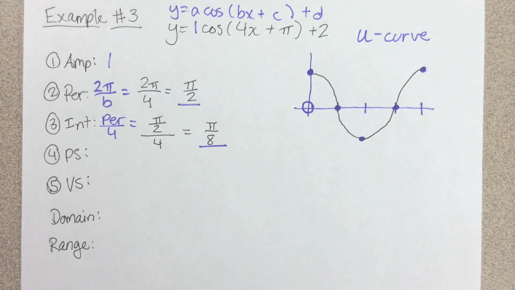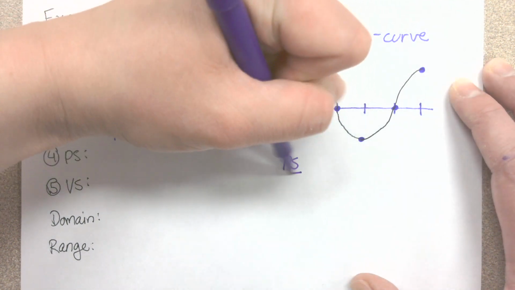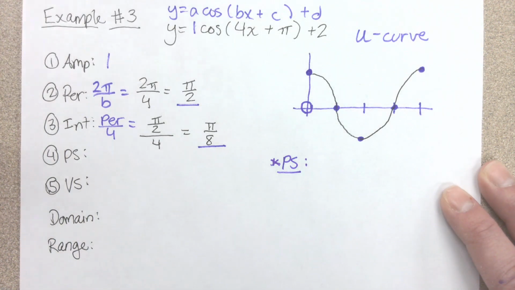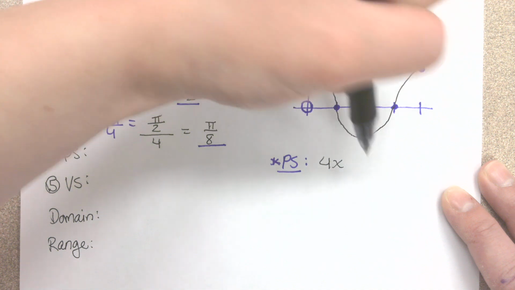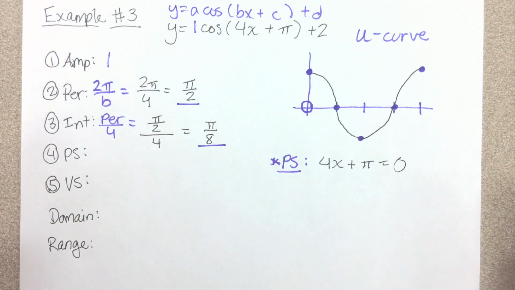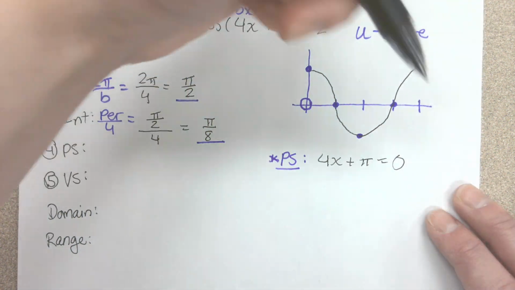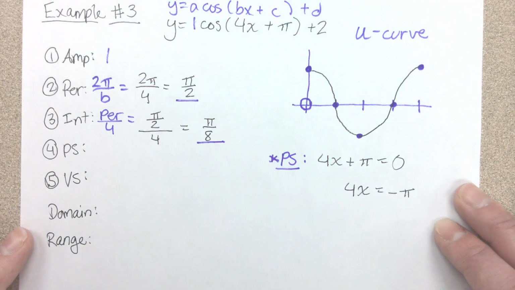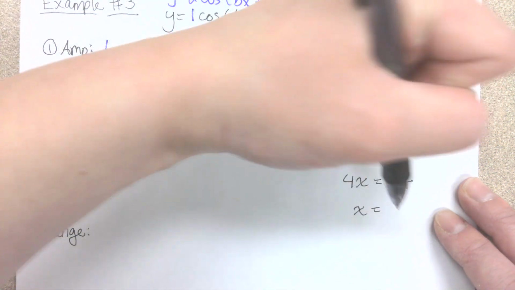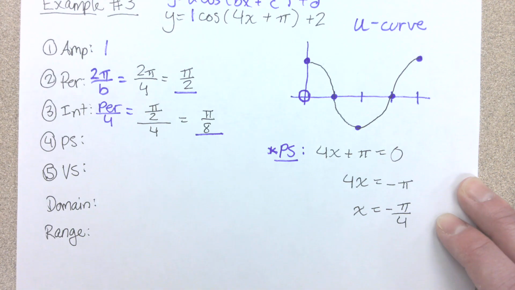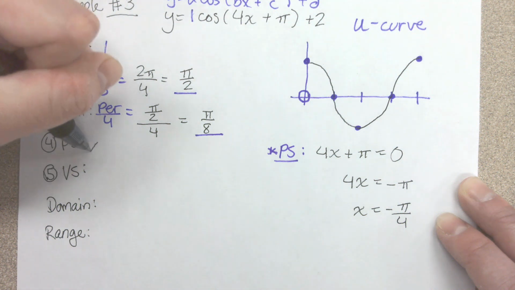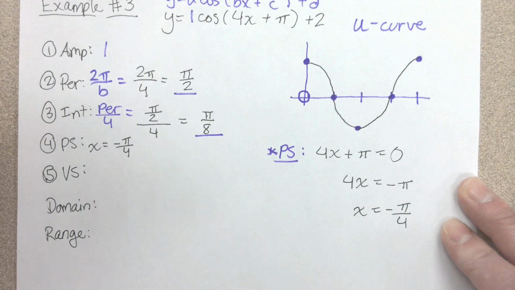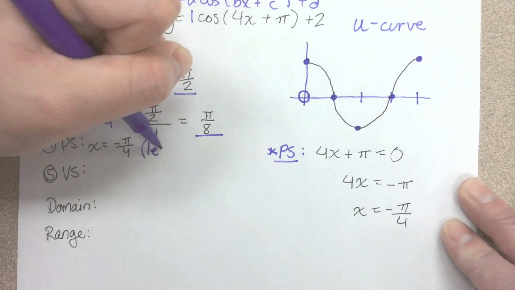Phase shift. Going to do that work over to the side. Take what's in parentheses and set it equal to 0. 4x plus pi equals 0. Solve for x, we're going to subtract over the pi. 4x equals negative pi. Divide by 4, x is negative pi over 4. So in other words, we're going to go left pi over 4.